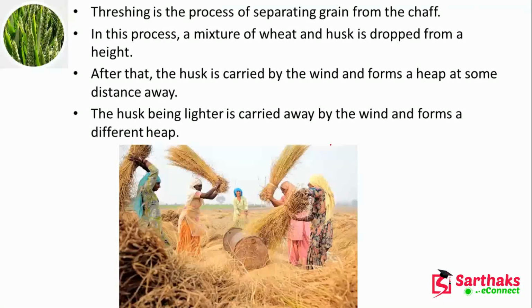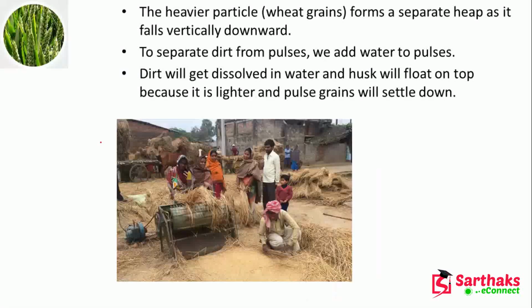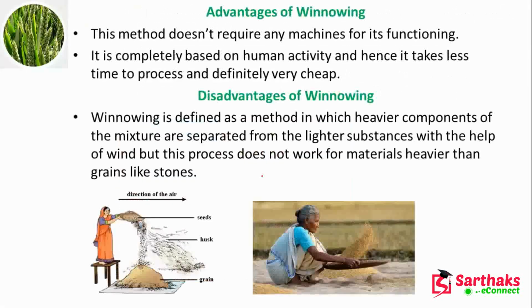Now, threshing is the process of separating the grain from the chaff, that I have already discussed. Now this is the process using machine, because we require huge manpower for a large scale threshing process. So that's why we are using this. Now dirt will get dissolved in water and husk will float. So that process also we can use, using the water. So we add water to pulses. At that time also we can use this process.